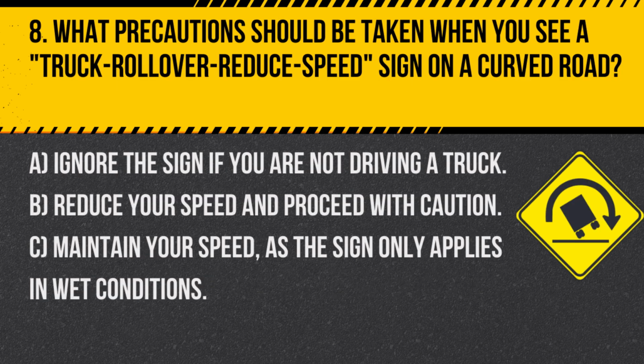Question 8. What precautions should be taken when you see a truck rollover reduced speed sign on a curved road? A. Ignore the sign if you are not driving a truck. B. Reduce your speed and proceed with caution. C. Maintain your speed as the sign only applies in wet conditions.